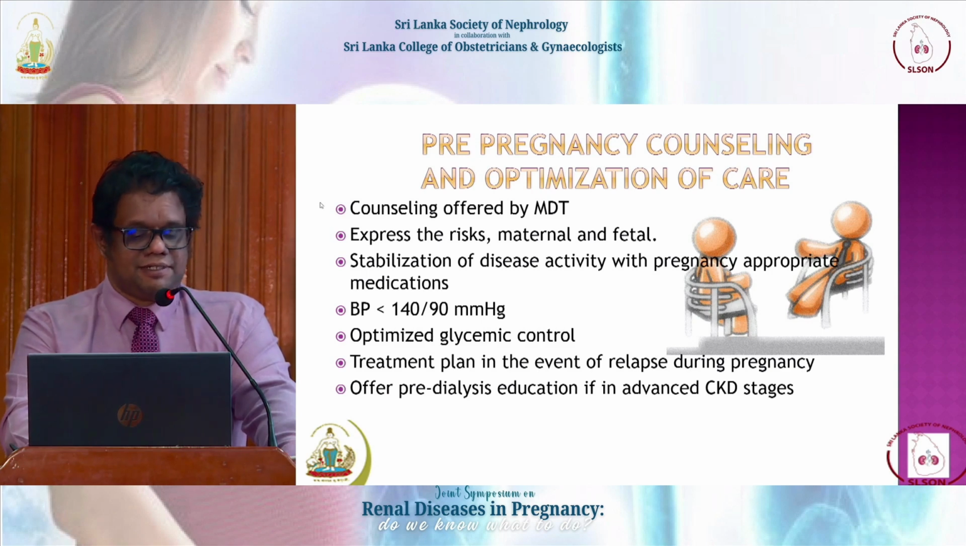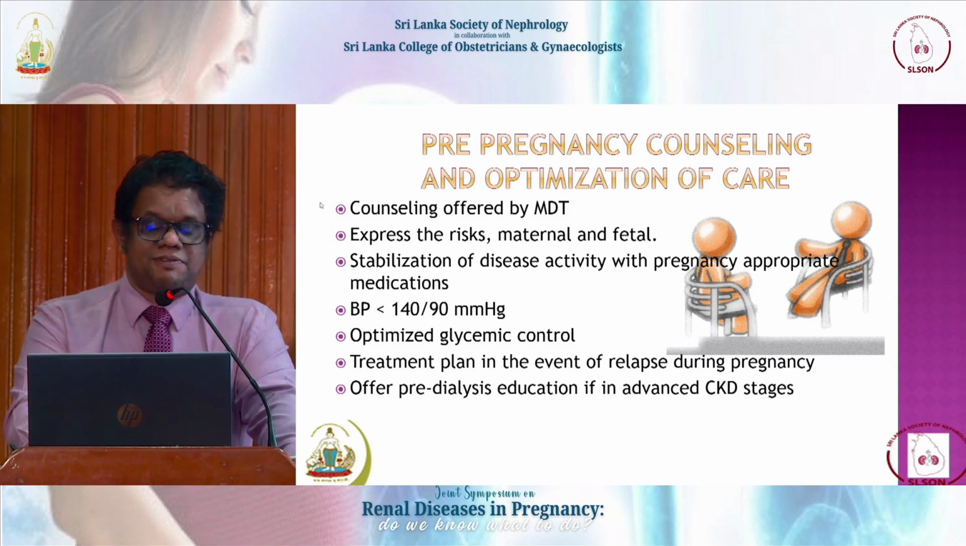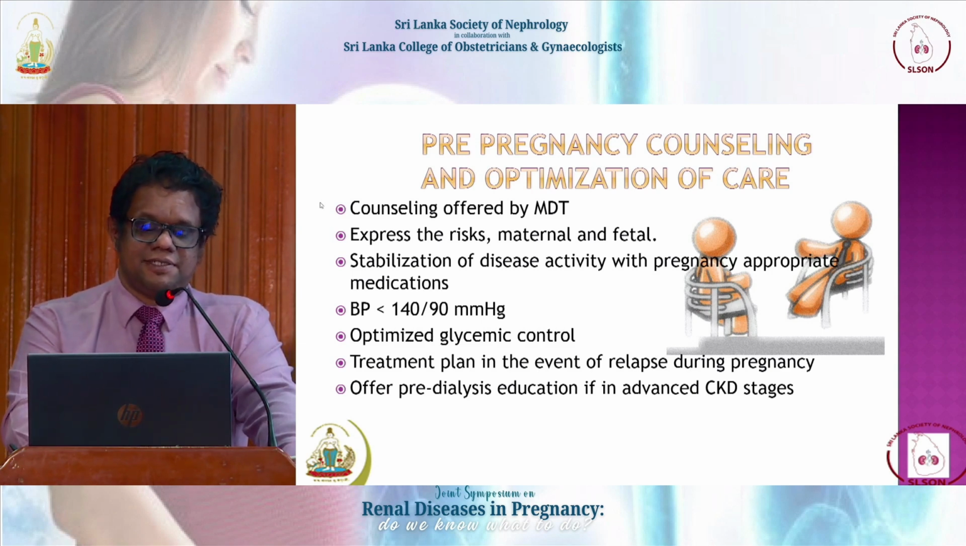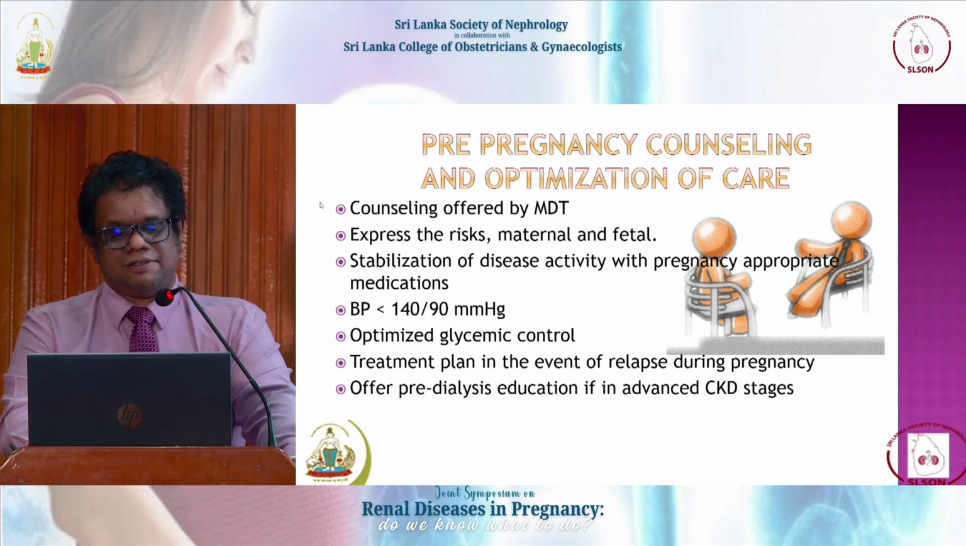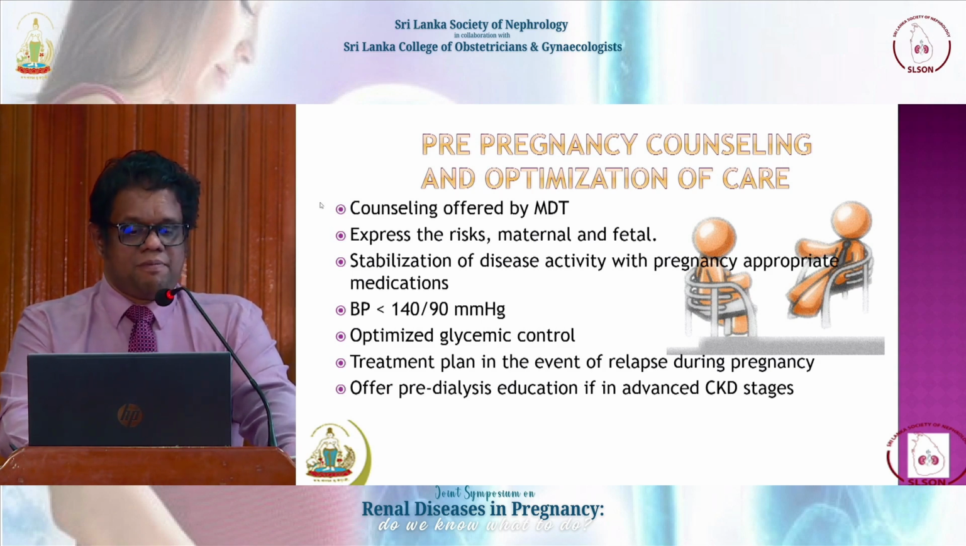Any unstable renal function, we don't know whether the renal function problems are due to the disease or due to pregnancy. So, stabilization of the disease is very important. Blood pressure control is obvious, less than 140/90. Optimization of glycemic control is important.